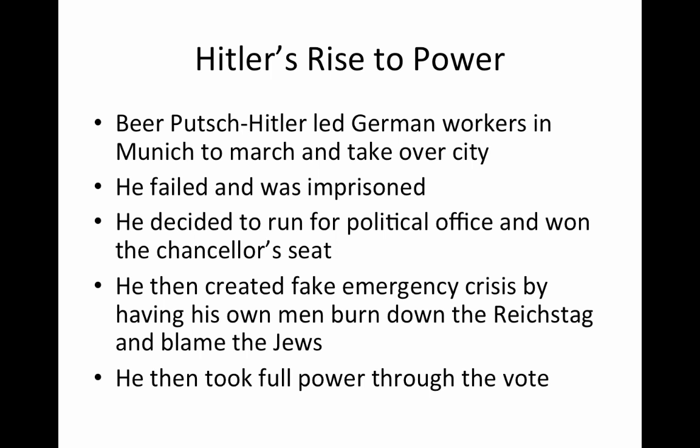So instead, he decided to take a route within the system to take it over. He decided to run for political office. And by doing that, he won the chancellor's seat. He then created a fake emergency crisis by having his own men burn down the Reichstag, but blamed that on the Jews and the communists. He then called for more emergency powers, and once he got those powers, he took full power through the democratic vote.